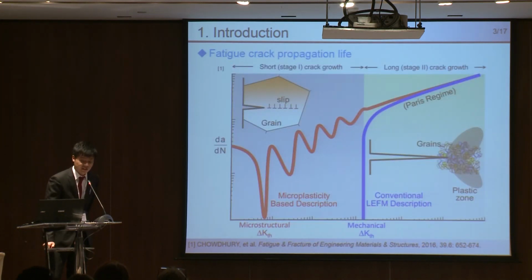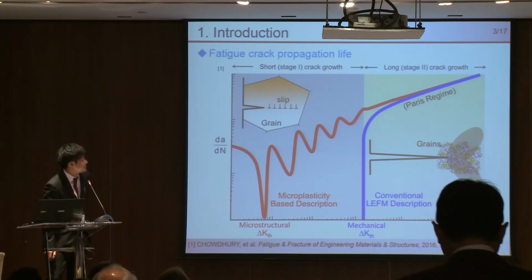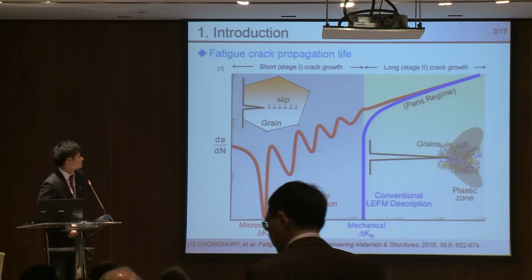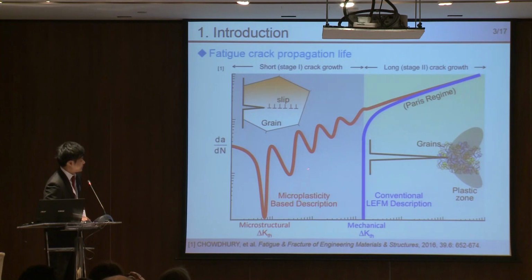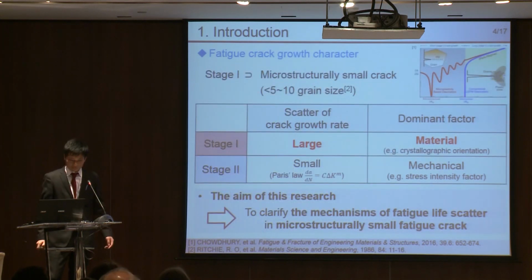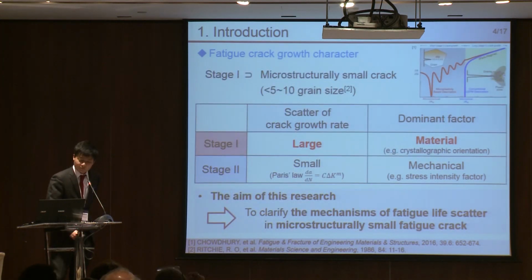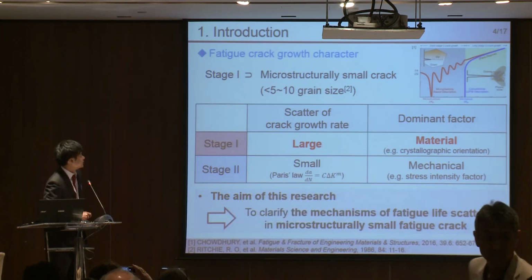Then we consider fatigue crack propagation life. In this graph, da/dN was plotted against stress intensity factor range. Fatigue crack propagation life is divided into two stages. The red line is called stage 1 and the blue line is called stage 2. In my research, microstructurally small crack is a part of stage 1.